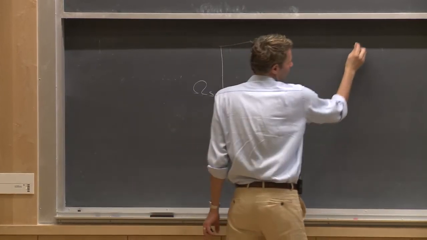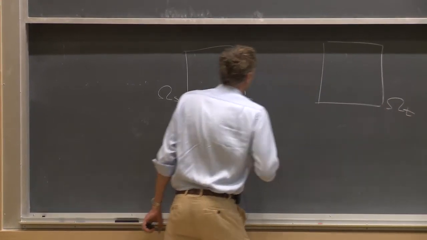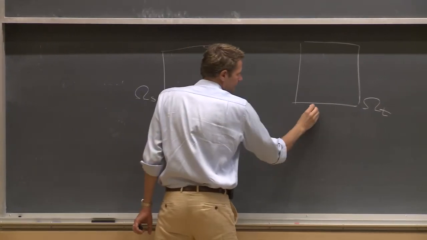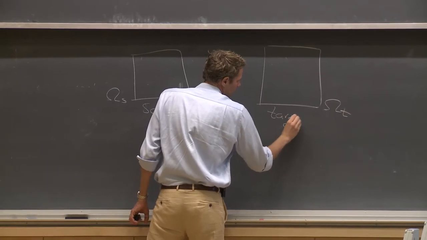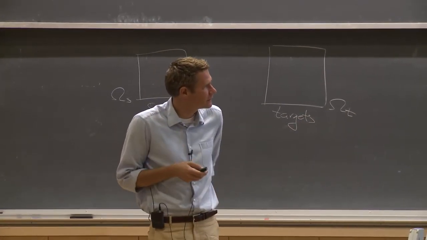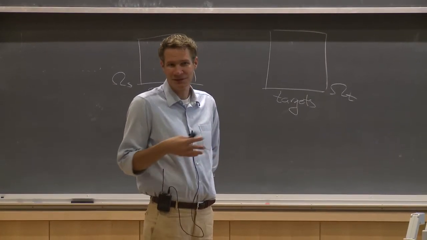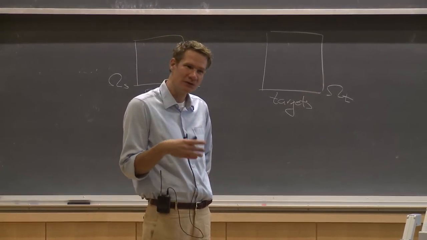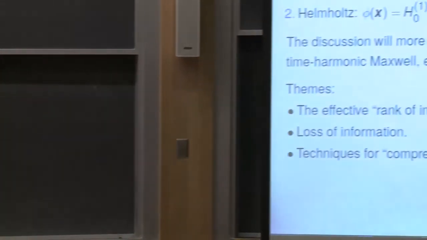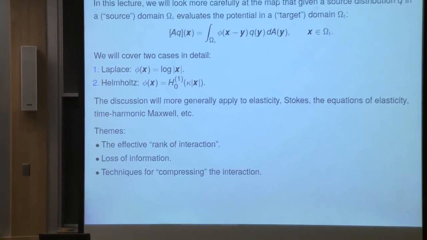So for a good while, we're going to talk about this geometry. So sources and targets. I'm going to talk mostly about Laplace, and then towards the end, I'll discuss the Helmholtz kernel, just mention what the differences are, what most of the discussion we carry over. But there is this added complication that as the wavelength grows short, things behave a little bit differently.